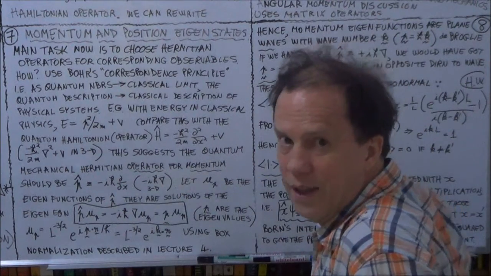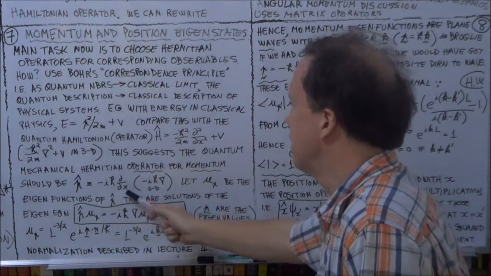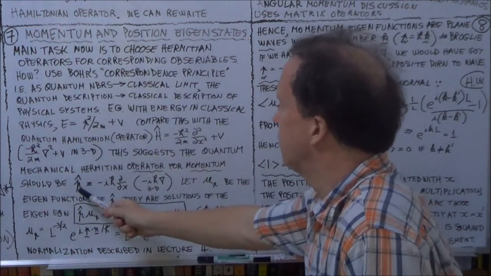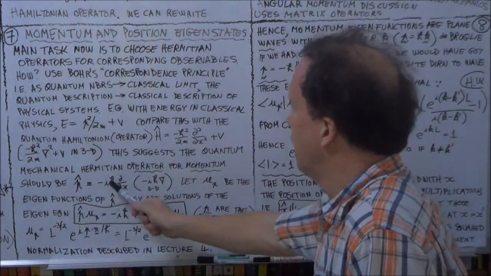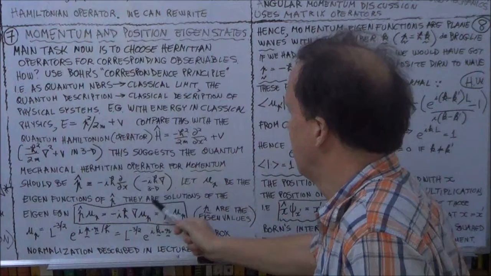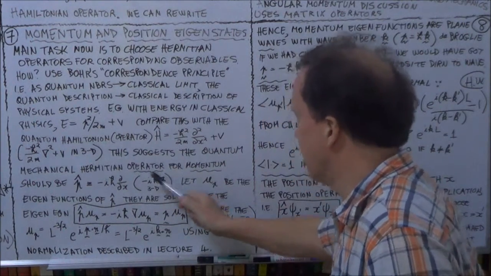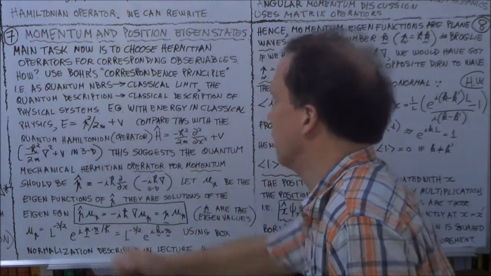I'll explain that a bit later. But anyway, here's a tentative suggestion. Because if you have p squared, you'll get h bar squared and d squared dx squared, or from 3D, del squared, which is what you've got here.